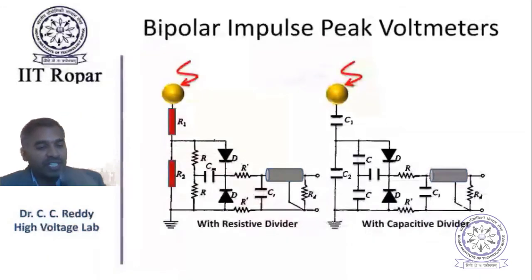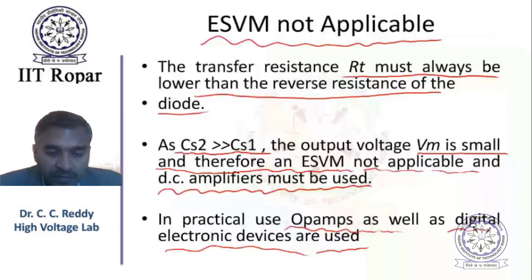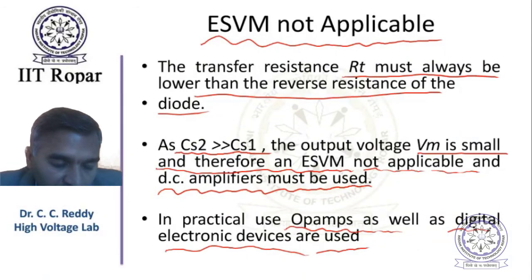Okay, so any questions today on this? In the previous slide you said that the discharging follows the leakage path of the diode. Yeah. So the reverse resistance of the diode, because there is no other way for it to leak.